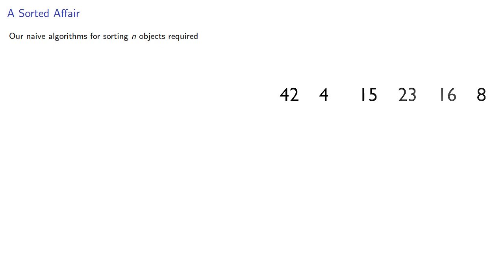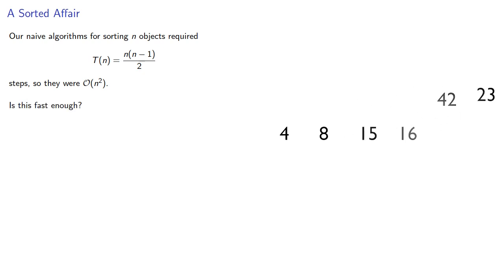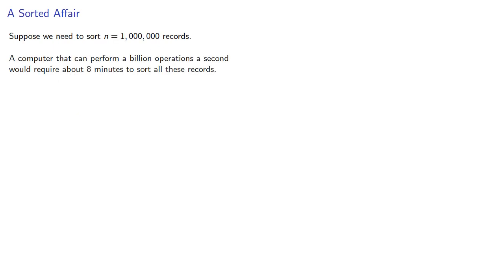Our naive algorithms for sorting n objects required this many steps, so they were big O of n squared. Is this fast enough? No. Suppose we need to sort 1 million records. A computer that can perform 1 billion operations a second would require about 8 minutes to sort through all these records, and a million record database should be considered small.